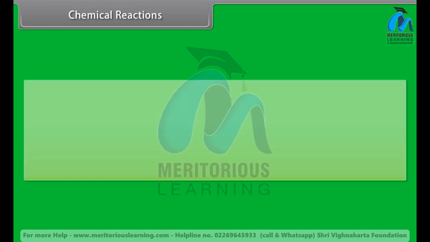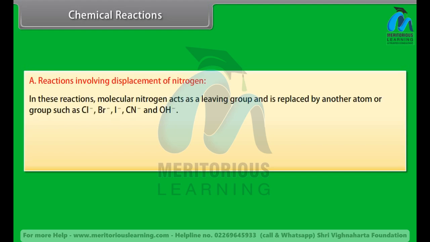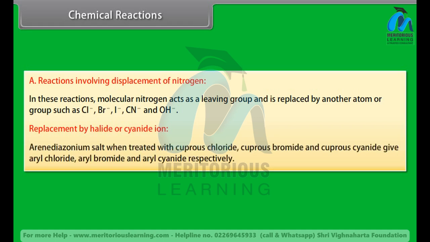Chemical reactions. Reactions involving displacement of nitrogen. In these reactions, molecular nitrogen acts as a leaving group and is replaced by another atom or group such as chloride ion, bromide ion, iodide ion, cyanide ion, and hydroxide ion. Replacement by halide or cyanide ion. Arene diazonium salt, when treated with cuprous chloride, cuprous bromide, and cuprous cyanide, gives aryl chloride, aryl bromide, and aryl cyanide respectively.